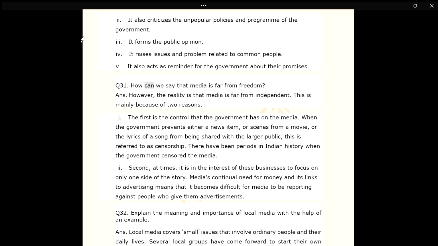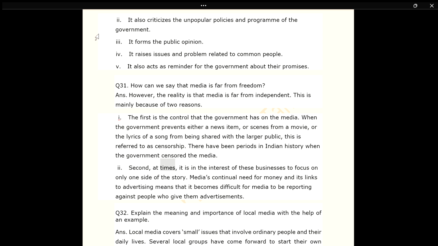Q31. How can we say that media is far from free? Ans. However, the reality is that media is far from independent. This is mainly because of two reasons. The first is the control that the government has on the media. When the government prevents either a news item, or scenes from a movie, or the lyrics of a song from being shared with the larger public, this is referred to as censorship. There have been periods in Indian history when the government censored the media.